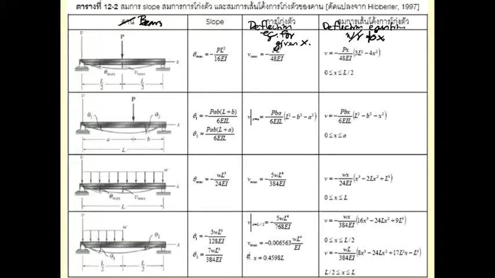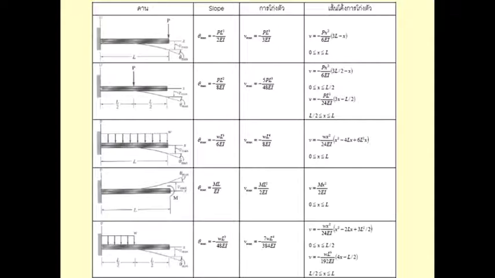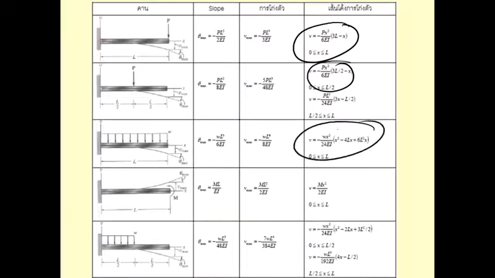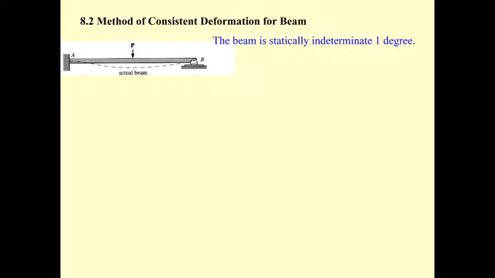This is for the simple beam, or simply supported beam. This is for the cantilever beam. You have to be very careful using this equation, because this equation and this equation come from the equation on the right hand side of this table.